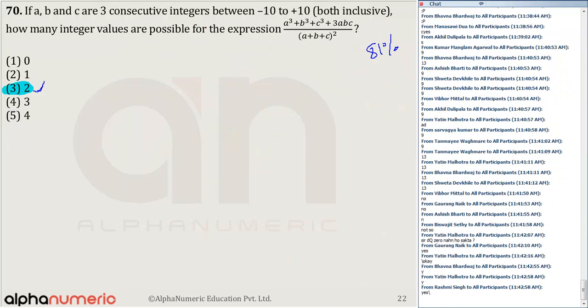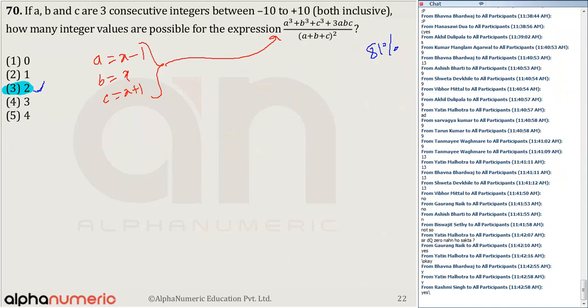A, B, C are three consecutive integers. Let's take A is equal to x minus 1, B is equal to x, and C is equal to x plus 1. Substitute these three values here in the equation and solve it. इन तीनों को यहां पे सब्सिट्यूट कर दो और इसे सॉल्व कर लो. पहले तो देखो क्या आएगा. सब्सिट्यूट करके सॉल्व कर सकते हो ना. सो इफ यू सॉल्व दिस इक्वेशन, आफ्टर सब्सिट्यूटिंग इट, ये एक्सप्रेशन आती है लास्ट में.